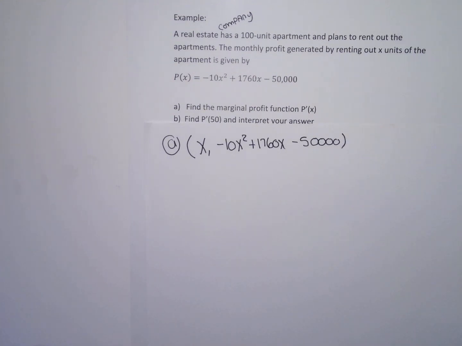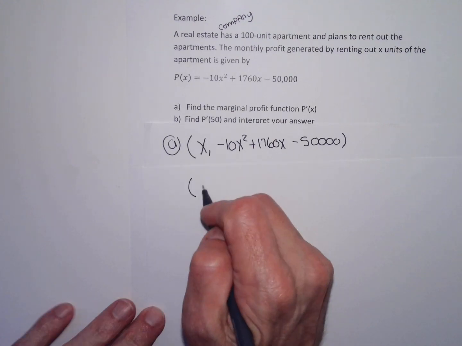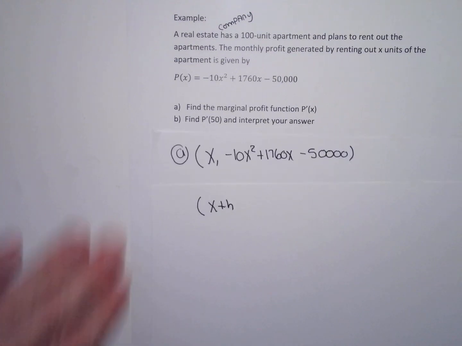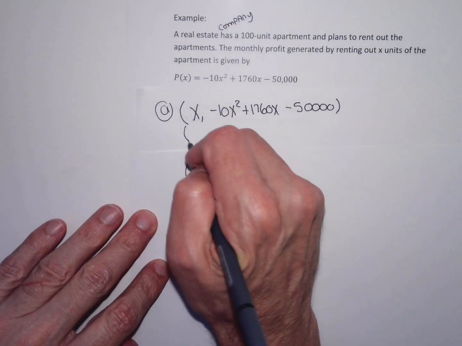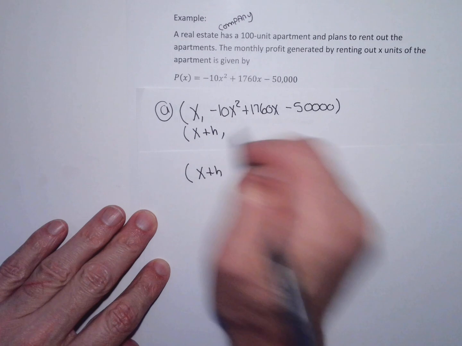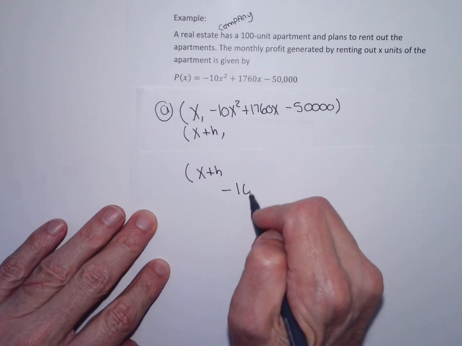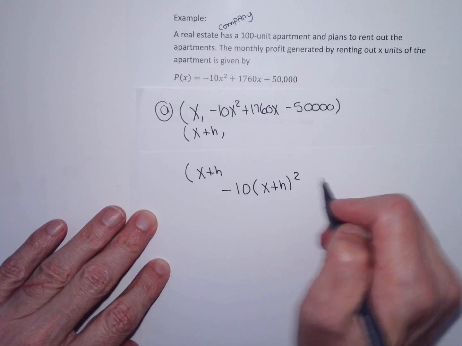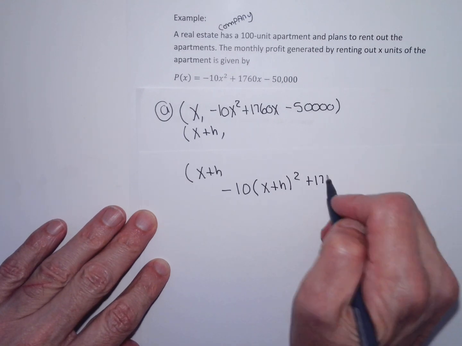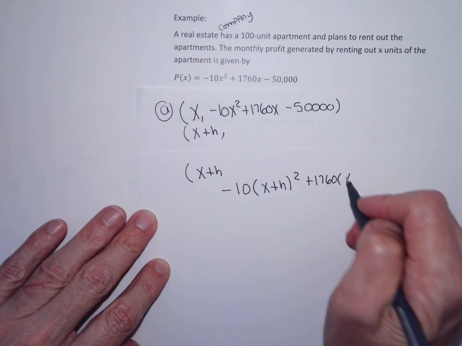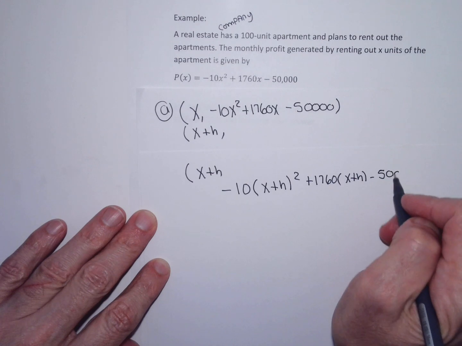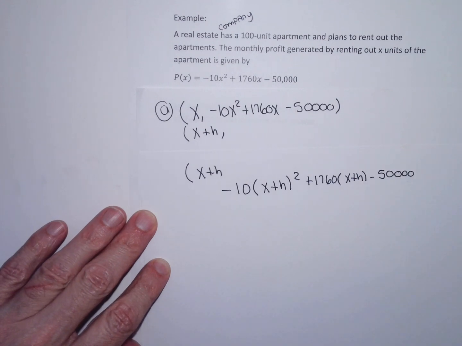The next point, its x coordinate is going to be x plus h. And its y coordinate is going to be negative 10 times x plus h squared plus 1760 times x plus h minus 50,000. So to find the derivative of a profit function, you get a marginal profit function.